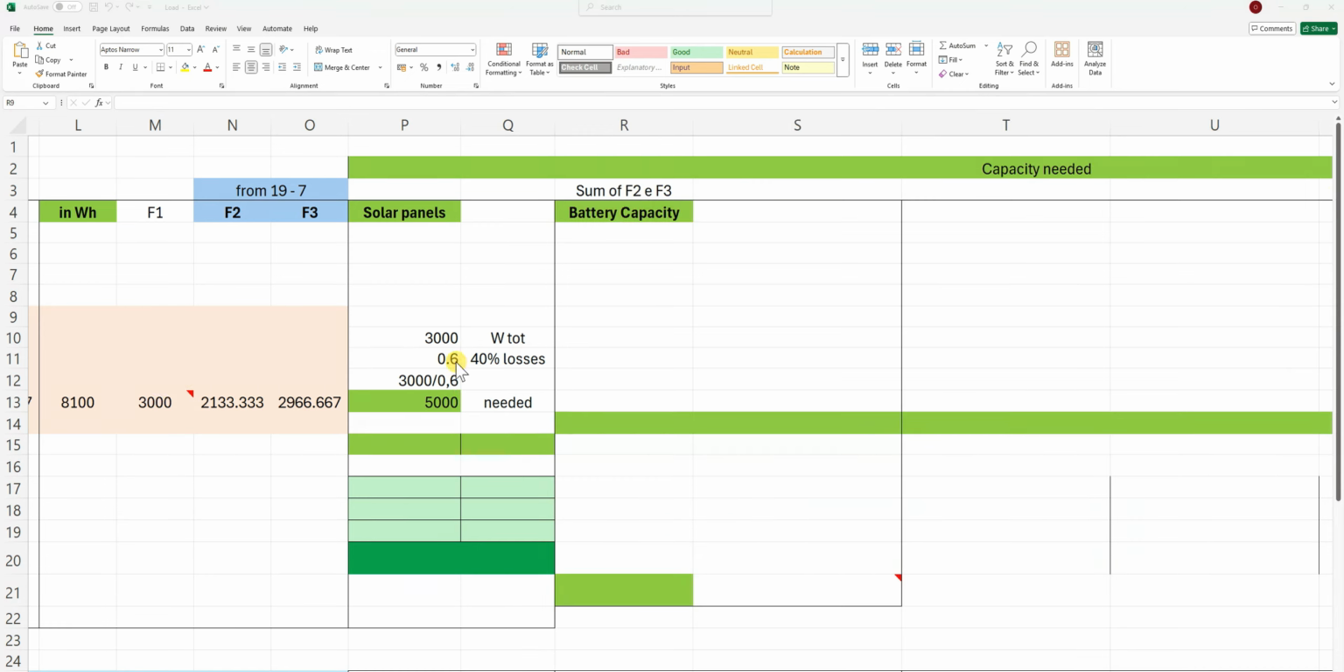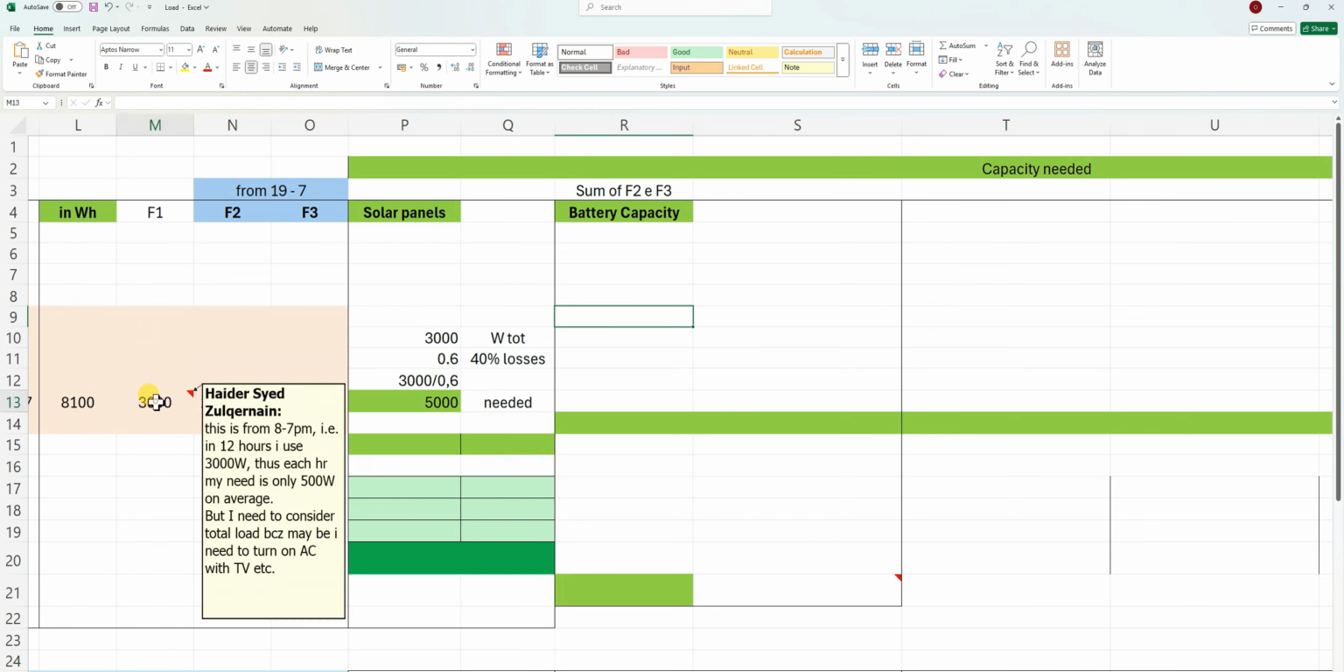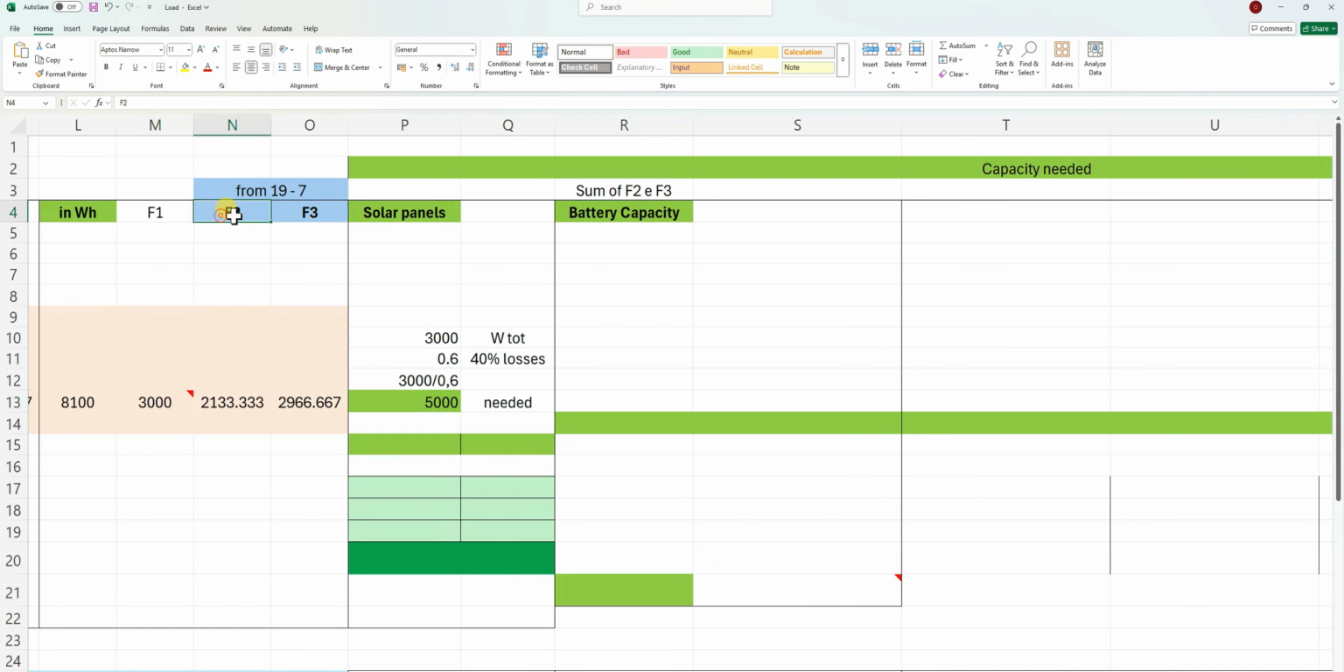So as I told you before that F1 will help me to calculate my solar panels, but F2 and F3 are the night timings from 7 at night till 7 a.m. So this is my battery capacity values. So I will add these two values and I will know what would be my energy consumption at night. So this is 5100 watt hour that I am needing on average during night.